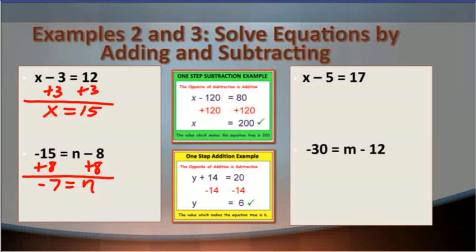The other side here, x minus 5 equals 17. The opposite of subtracting 5 is adding 5. So I add 5 to both sides. x equals 22.